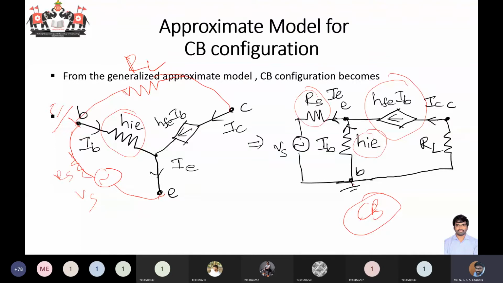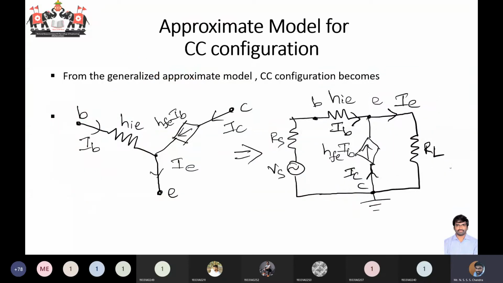You are grounding the base terminal, and between your base and emitter you are connecting the input supply. So this supply is Vs with internal resistance Rs, and the output terminals are nothing but your collector and base. So between this collector and base you are connecting your load resistor RL. That's it. Okay, so where you are connecting the source voltage and where you are taking the load resistor, based upon that you can define your configuration.